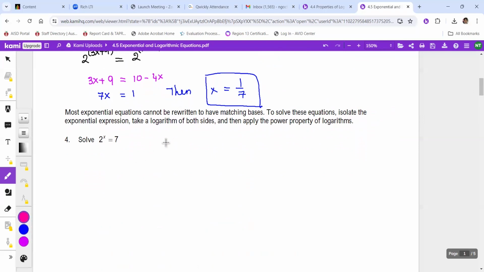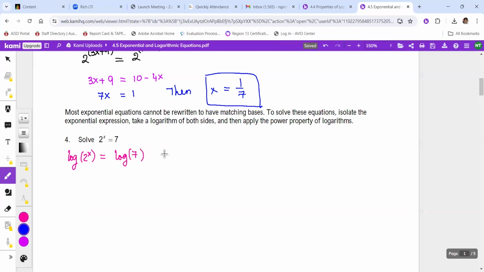Now, when we take the log of both sides, it doesn't matter what base we use. I am going to do both cases so that you see. The first one, I'm going to do base 10. So I'm going to do log of 2 to the x equals log of 7.